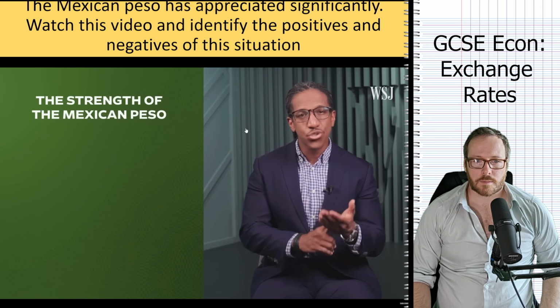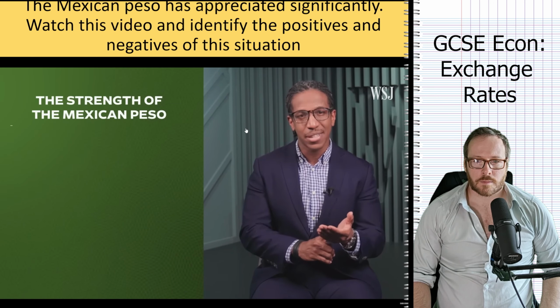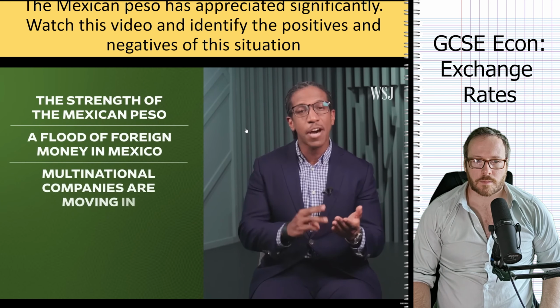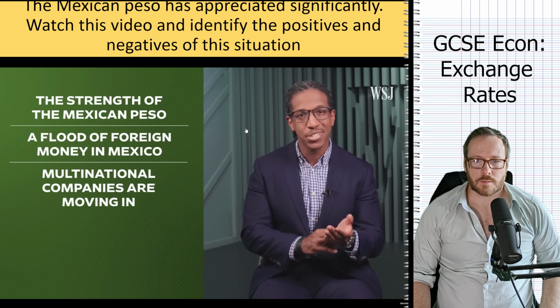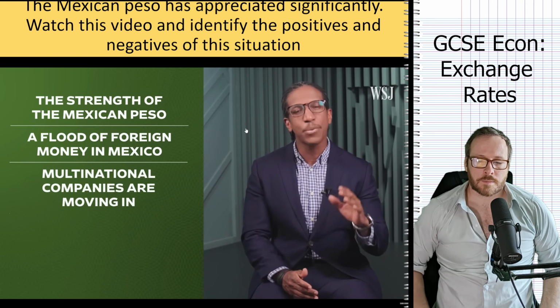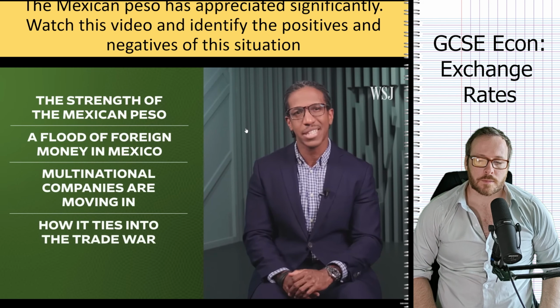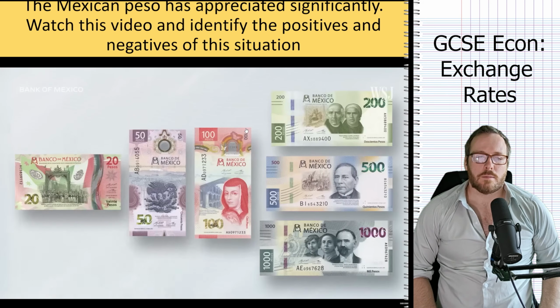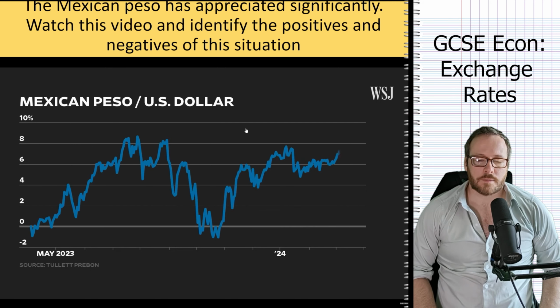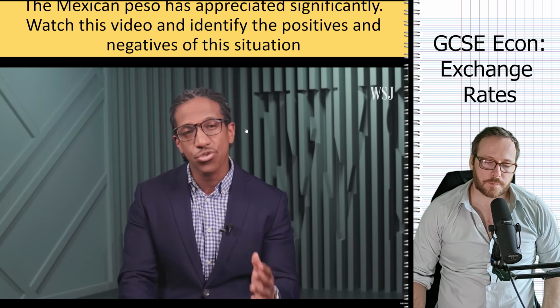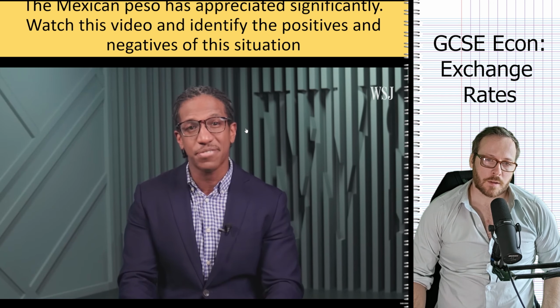Its currency is the strongest it has been in almost a decade. A flood of foreign money is coming into the country, and a wave of big-name multinational companies are moving in. And I'm going to explain how this all ties back to the trade war. Let's get into it. Mexico's currency has been unusually strong recently. The Mexican peso has risen by nearly 10% against the dollar over the past year, and in March, reached its strongest level against the greenback since 2015.